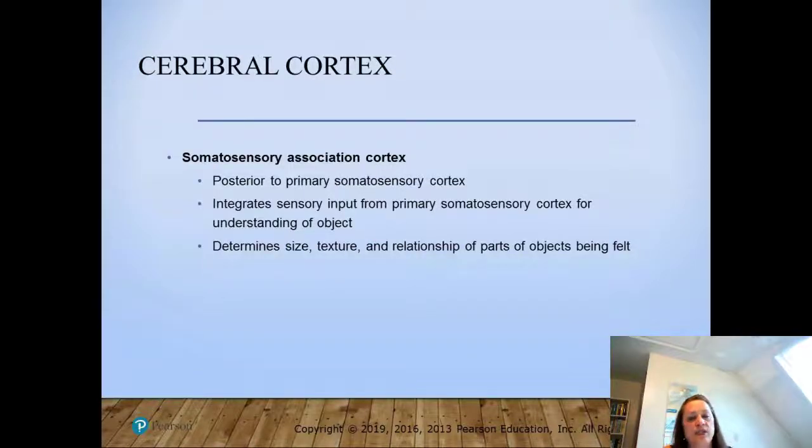And then we're back to the association cortex. Again, integrating sensory input from touch to get an understanding of the object, the size, the texture, the relationship. Right, when you reach into your pocket and try to pull out a penny, you're not looking at it, so you're using your hand to feel the size and the depth and the thickness to determine that it's a penny.